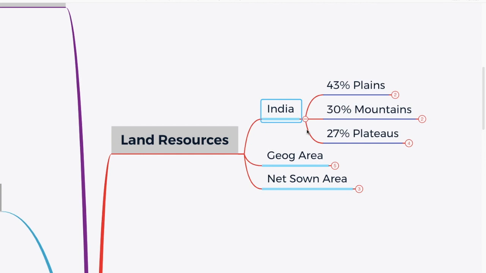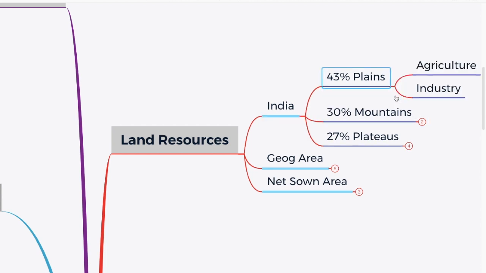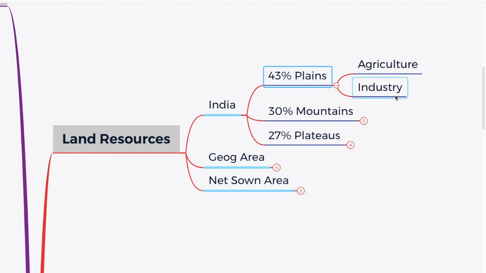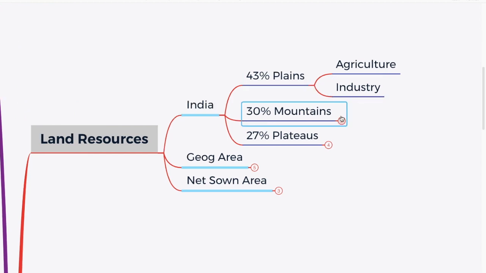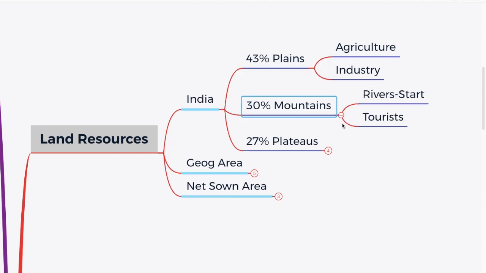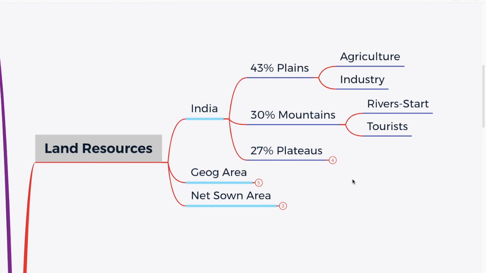About 43% of the land area is plain, which provides facilities for agriculture and industry. Mountain accounts to 30% of the total surface area. Some of the major rivers start from here, and lots of tourists flock to these places. Find out and let me know in the comment box which are some of the major rivers in India which start from the mountains. Let's go ahead.